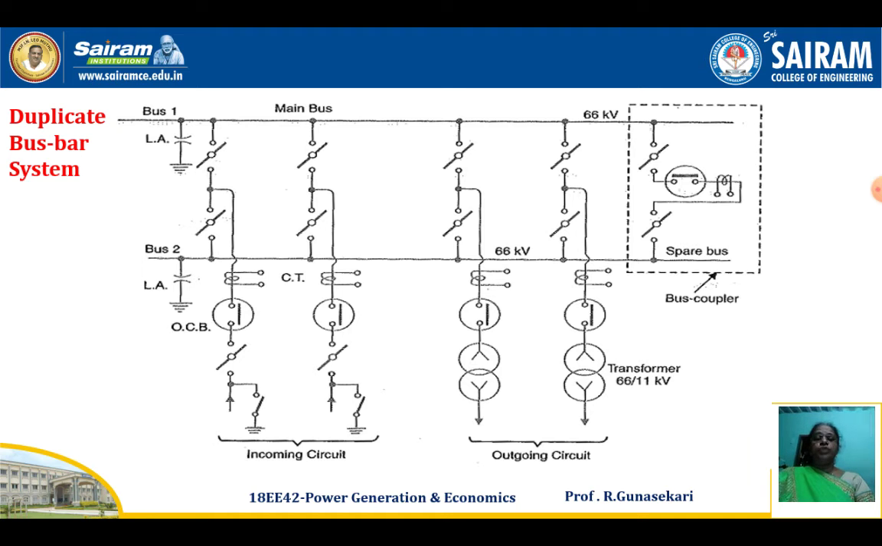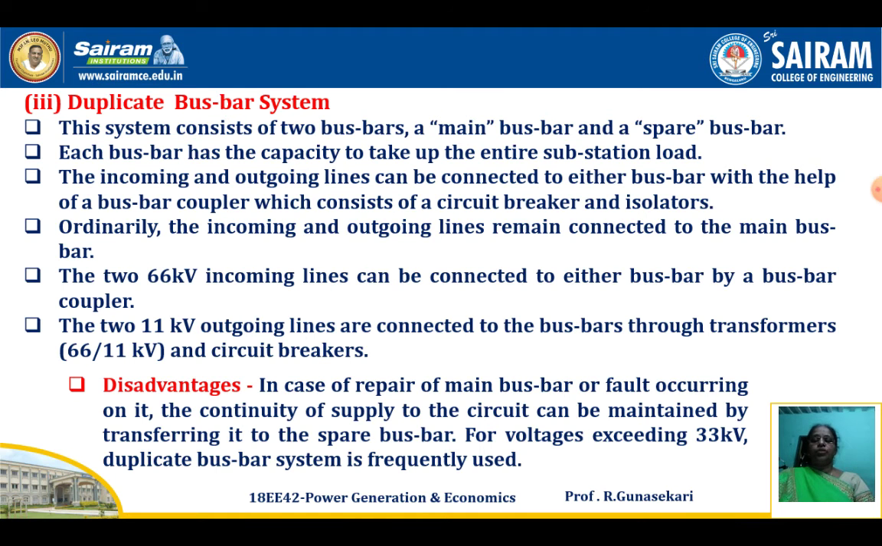A 66 kV line comes in. Bus 1 is also 66 kV, bus 2 is also 66 kV. Here we are using a 66/11 kV step down transformer. Then finally the 11 kV incoming circuit and outgoing circuit, two circuits are there. Here in this case, what is the disadvantage? If any problem occurs in the main bus bar, the continuity of the supply to the circuit can be maintained by transferring it to the spare bus bar. For voltages exceeding 33 kV, the duplicate bus bar system is frequently used.